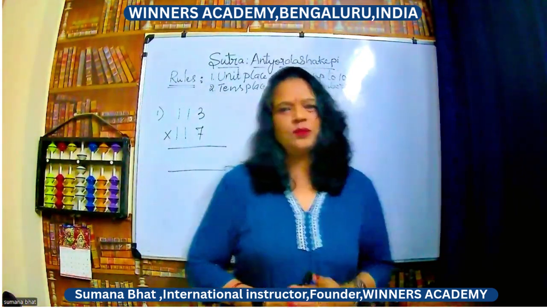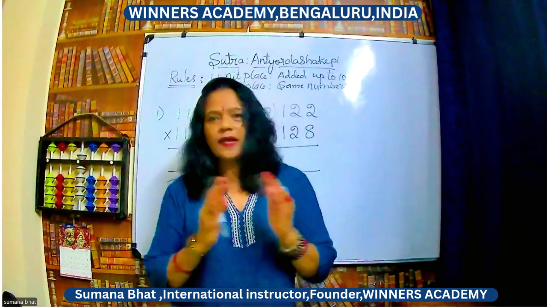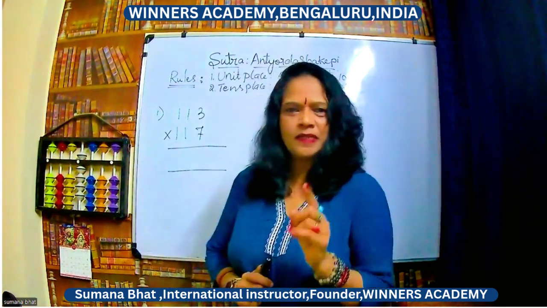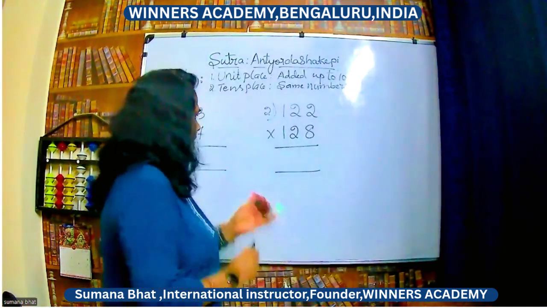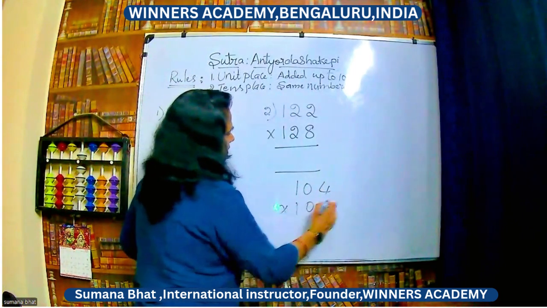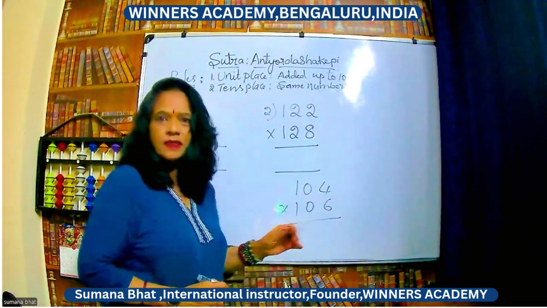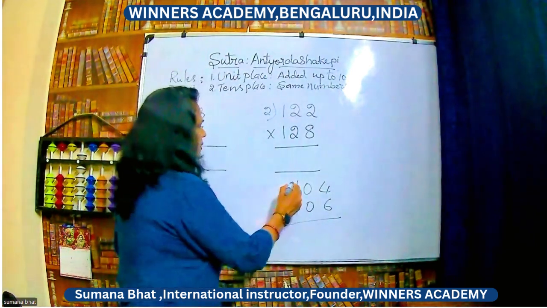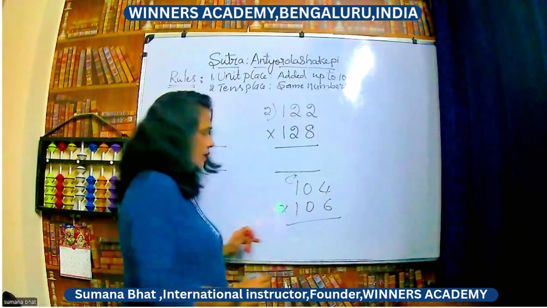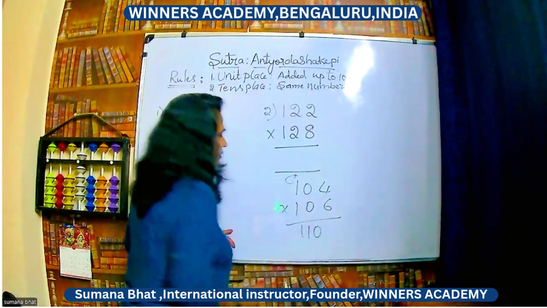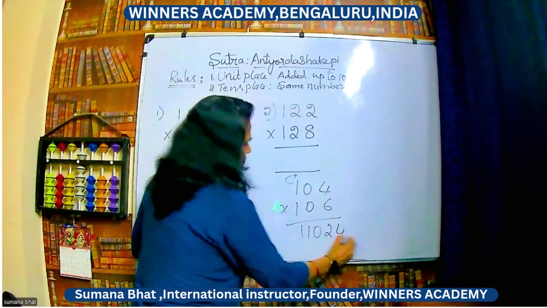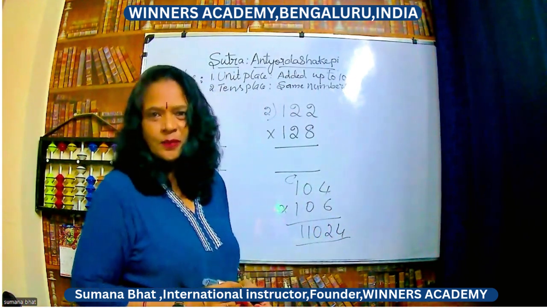Today I'm going to teach you how to multiply 3-digit into 3-digit numbers in fraction of seconds by using Vedic mathematics tricks. For example, see here, 104 multiplied by 106. So how to write the answer in fraction of seconds? Multiply 10 by the next number, 11. 10 into 11 is 110, and multiply 4 and 6. 4 6s are 24. The answer is 11,024.